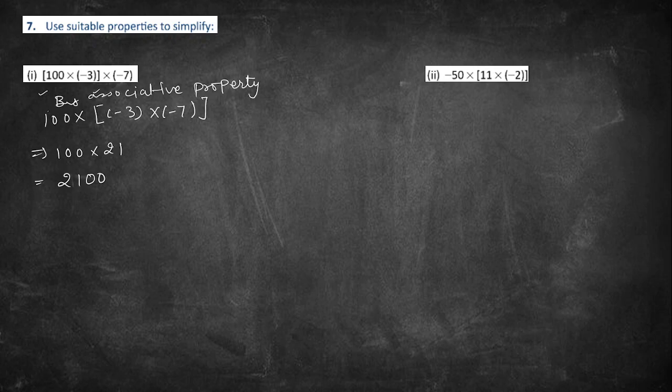Yes. Now second. Minus 50 into 11 into minus 2. Again, if we take this minus 50 and minus 2 together, it will be easy for us to do. So 11 into minus 2, we need to write it as minus 2 into 11. It means what we will use? We will use commutative.